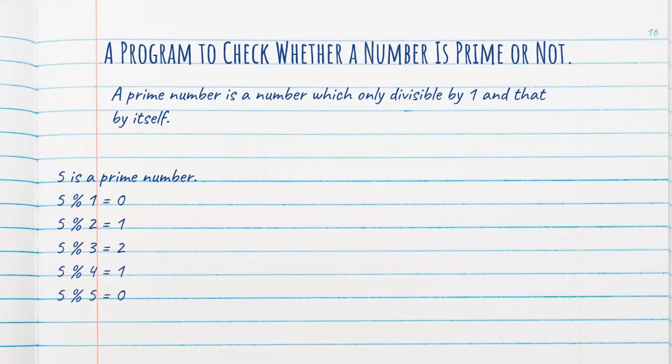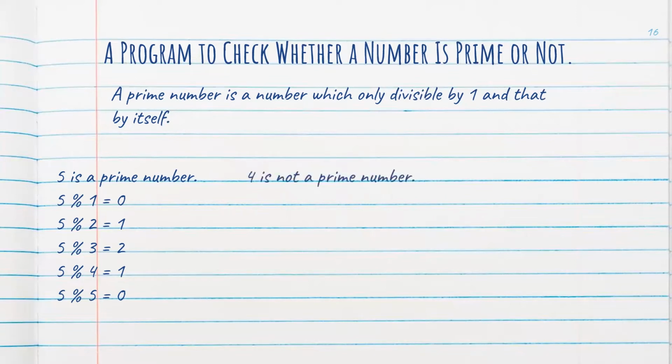So you can see in the case of 5, there are only two cases where the remainder is 0. And those two cases are 1 and 5. And that's what we have discussed in the definition, that a number is a prime number if it is only divisible by 1 and by that number. So 5 is a prime number.